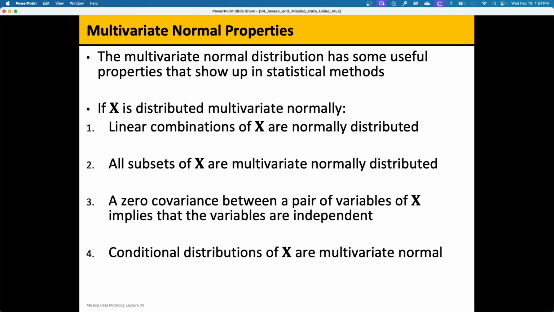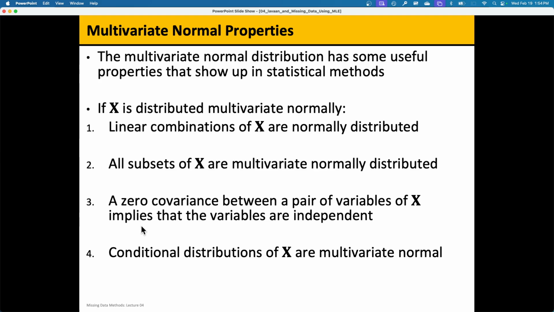I just mentioned the zero covariance between a pair of variables of X implies the variables are independent. That we don't really use too often. It shows up a lot in some theoretical stuff that we do. But in real life, how would you know that a covariance is truly 0? You wouldn't, right? You can't prove a null. But we do use that mathematically.